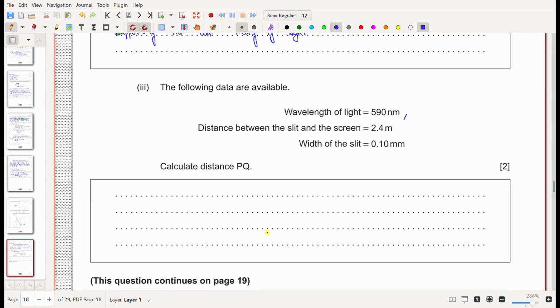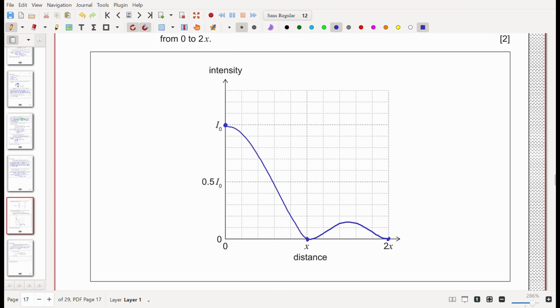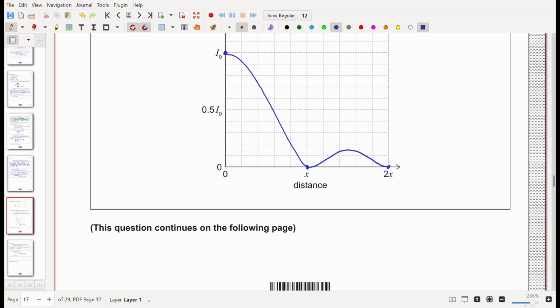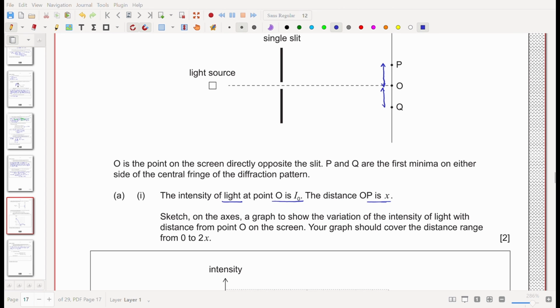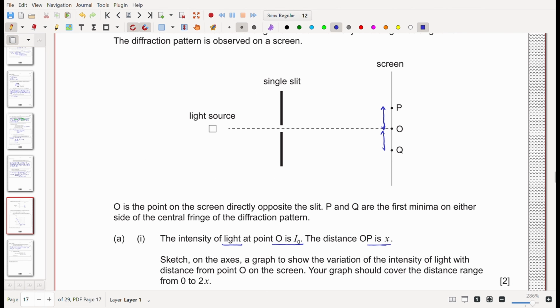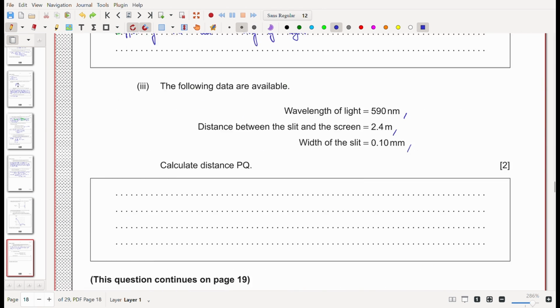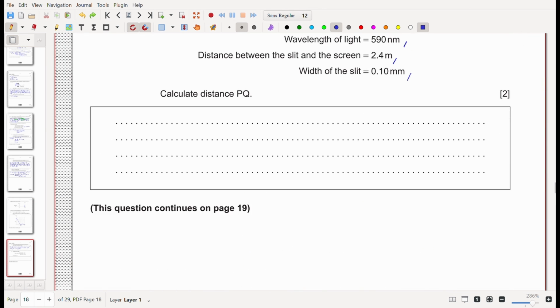We're given the wavelength of light, the distance between the slit and the screen, and the width of the slit. We are asked to find the distance PQ. So this is P and this is Q. This is going to be your first minima distance, and this is going to be your second minima distance. Now just going ahead and drawing on this makes it really easy to see that you might have an angle right here. So let's pull a quick diagram and draw that down below, shall we?